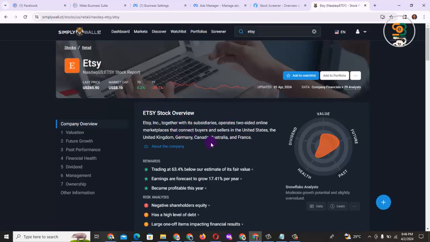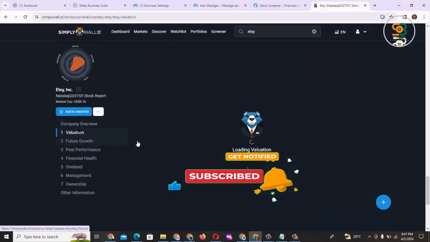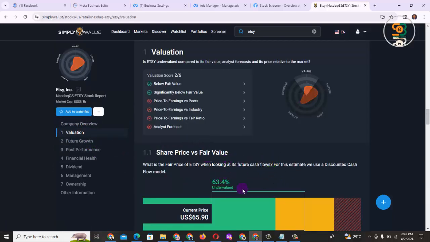So we first and foremost read about ITSE, because there are a lot of things that you check about the company before you buy. You have the overview, the evaluation, future growth, past performance, everything about the particular stock before you can buy. But in this case, I'm going to be looking at the valuation of the stock. The valuation of the stock will provide you the opportunity to know what is the position of this stock, what is the current price of this stock, and what it is supposed to be.